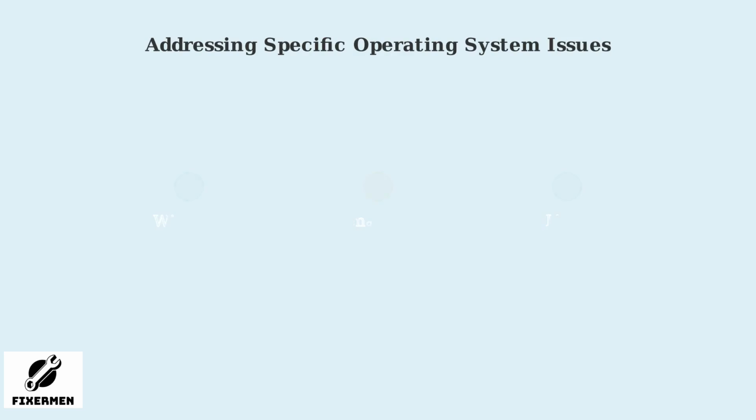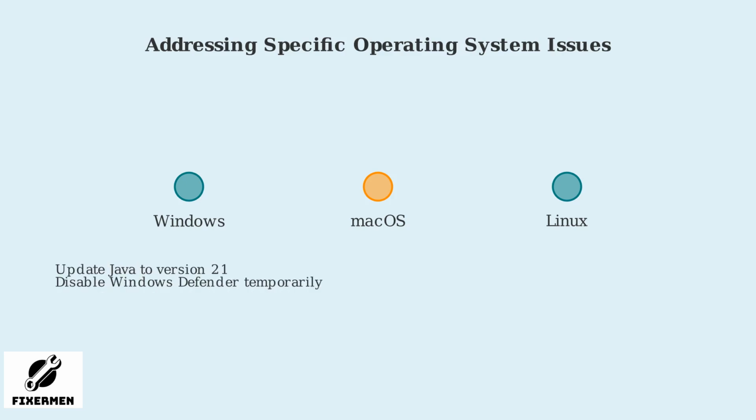Different operating systems may have unique requirements for running Bongo Cat. Let's look at specific fixes for Windows, Mac OS, and Linux to resolve startup crashes. For Windows users, especially after upgrading to Windows 11, update your Java runtime environment to version 21. Also, temporarily disable Windows Defender's real-time protection, as it can interfere with the application's startup.